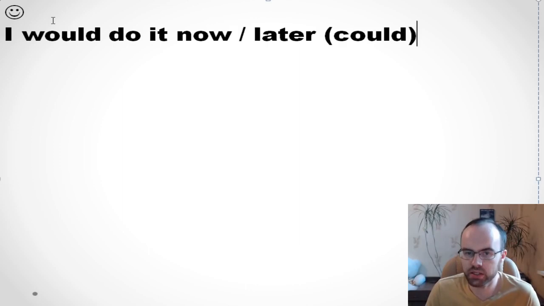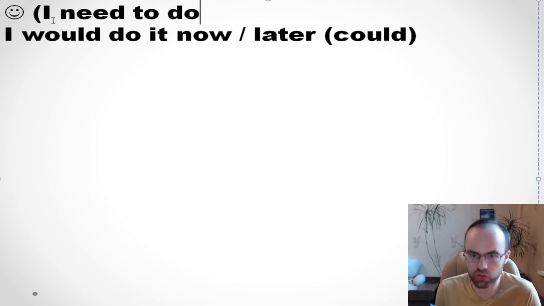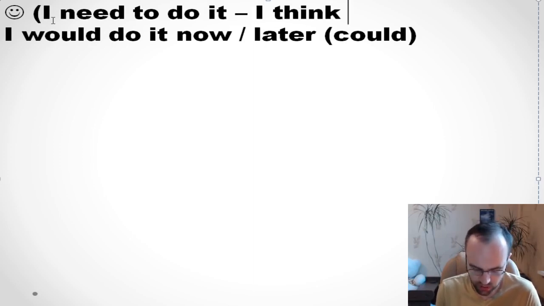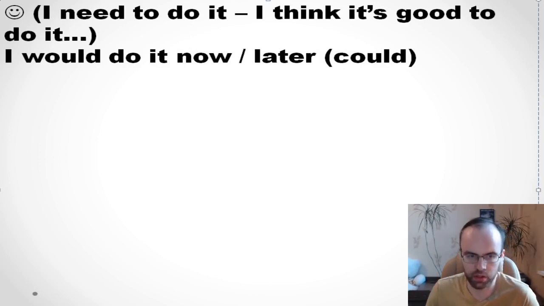So it means that I think I need to do it now. I think I need to do it later. It's like I need to. I need to do it. I think it's good to do it. So now, later, and so on.